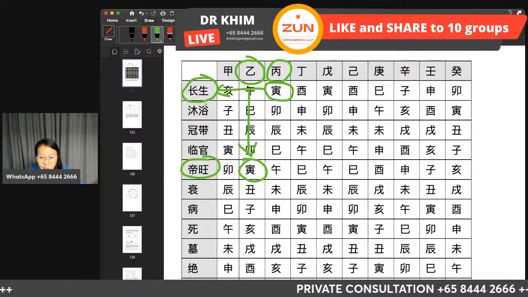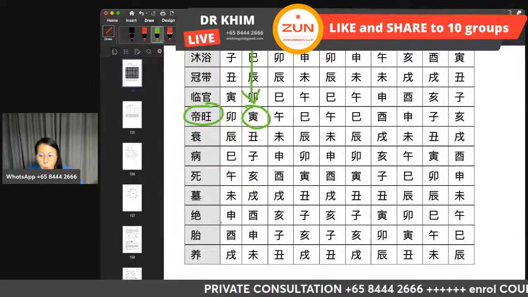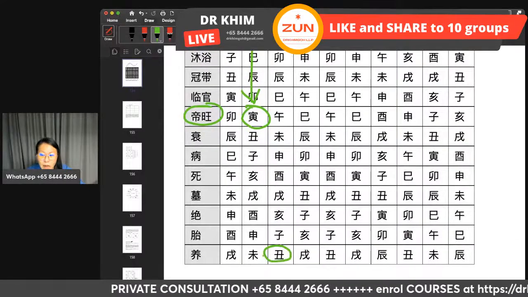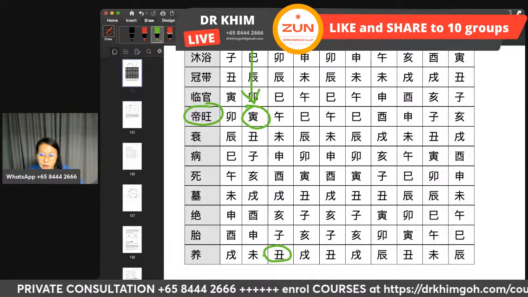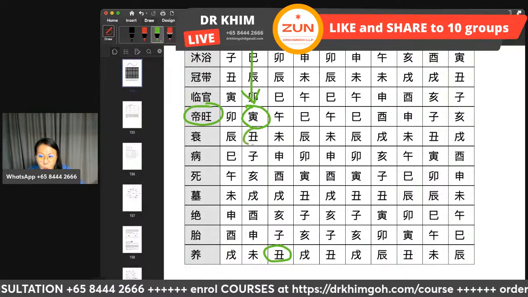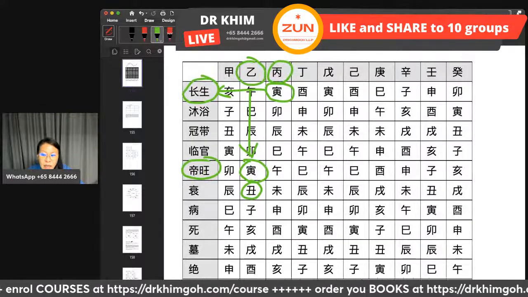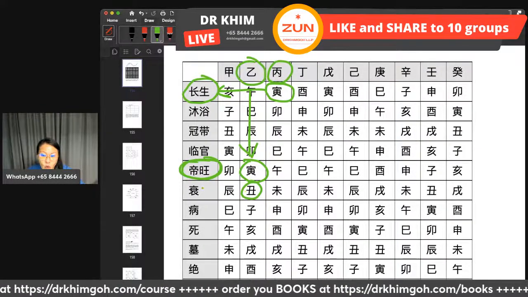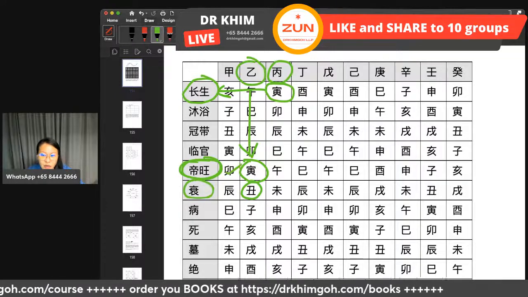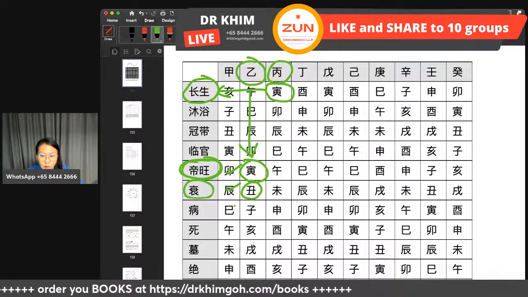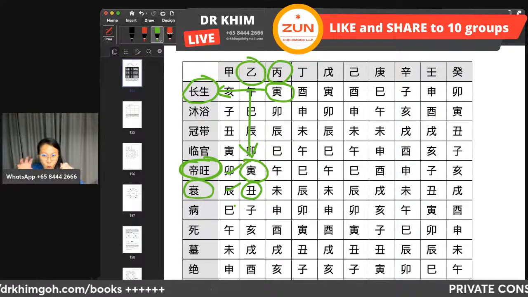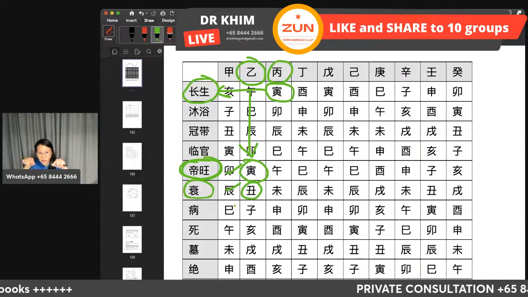Imagine I don't know this and I take Chou. I may get a different piece of information. If I take Chou, can you see or not? Let's say E, I take Yin or Chou. Yin says strong, Chou says weak. So should you take strong or take weak? You may be confused, right? That is the reason why you must know.